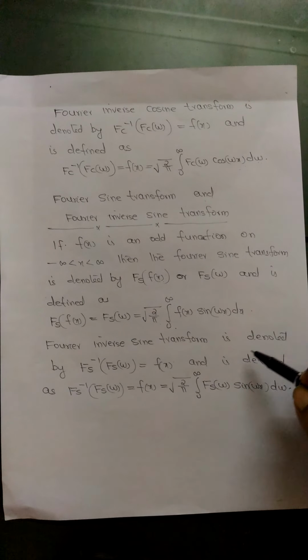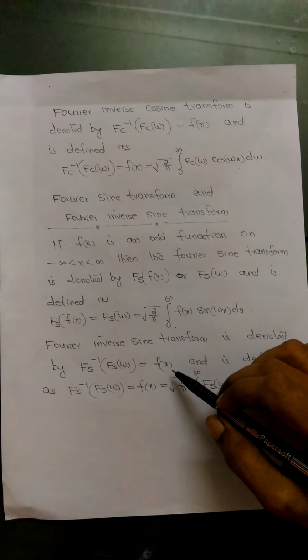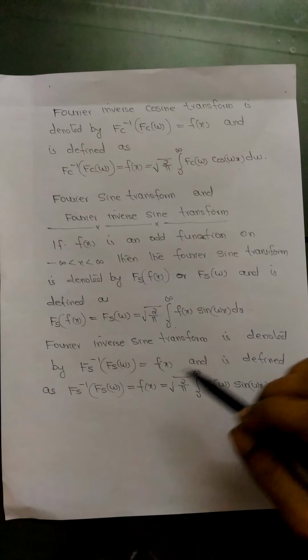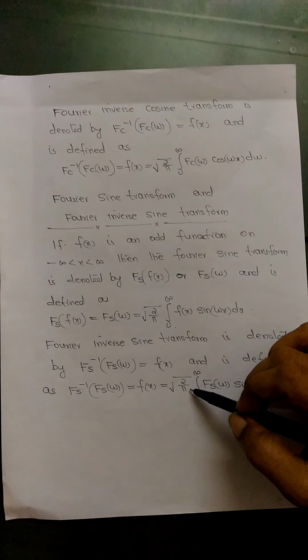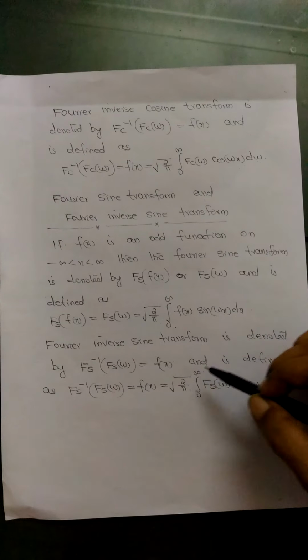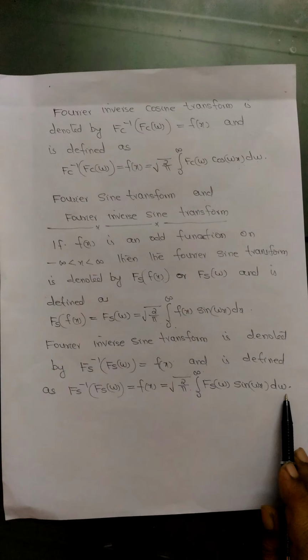And Fourier inverse sine transform, denoted by fs inverse fs omega equal to f of x, is defined as fs inverse fs omega equal to f of x equals root of 2 by pi integral 0 to infinity fs omega into sine omega x d omega.